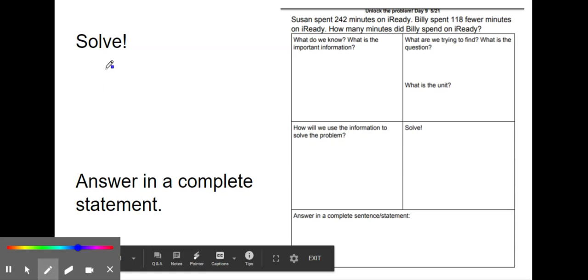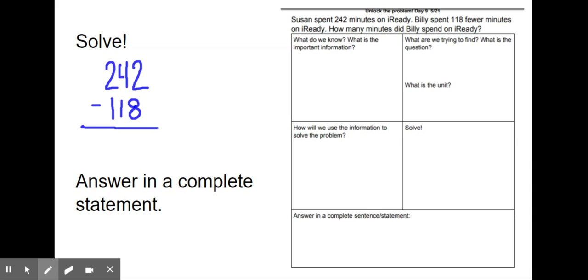So I need to subtract, right? I need to do 242 minus 118. So you're going to solve that, friends.